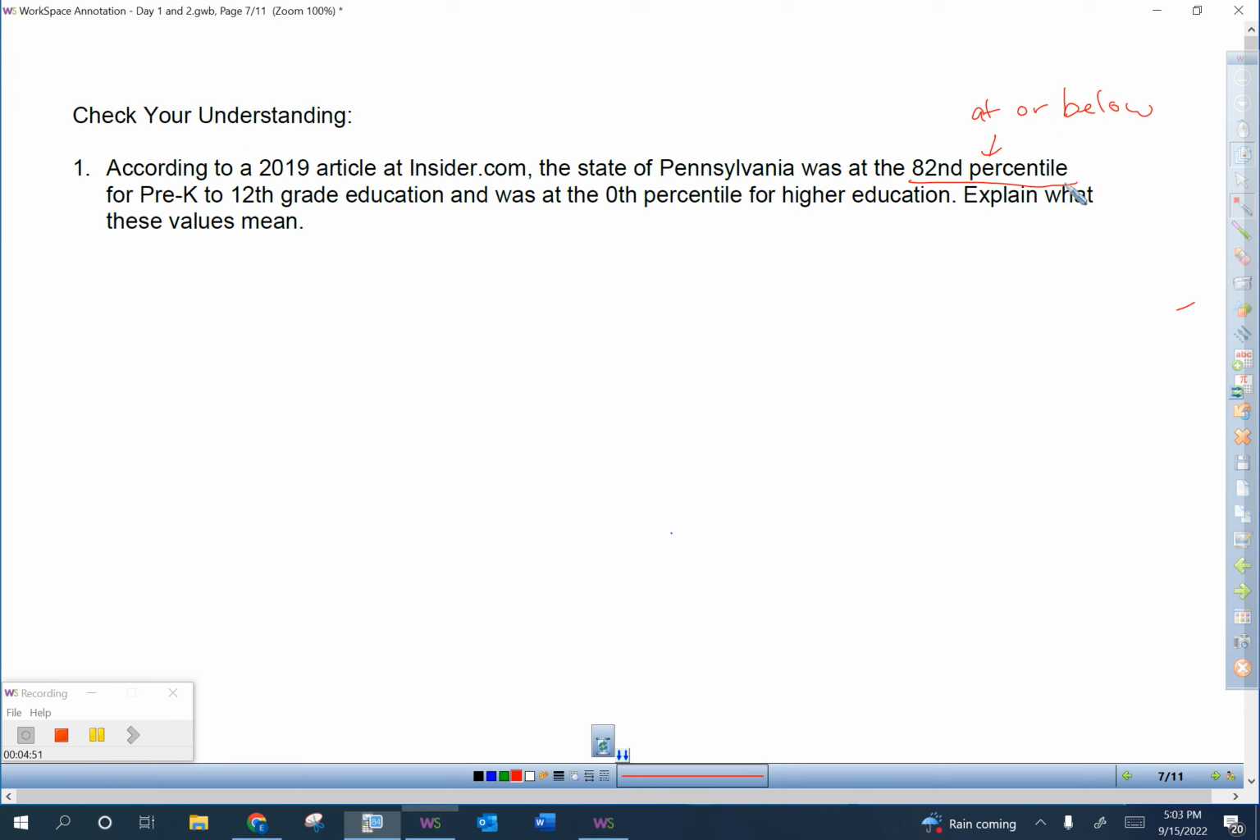So this 82nd percentile would mean that Pennsylvania ranked higher than or equal to 82% of other states, because that's what we're comparing it to, in this category of pre-K to 12th grade education.